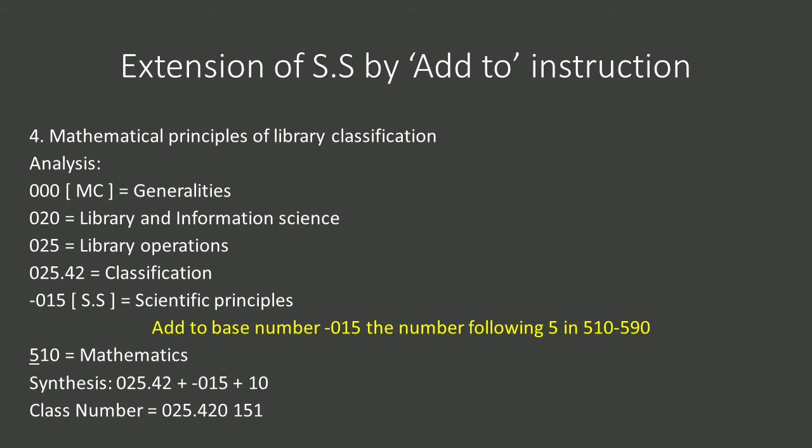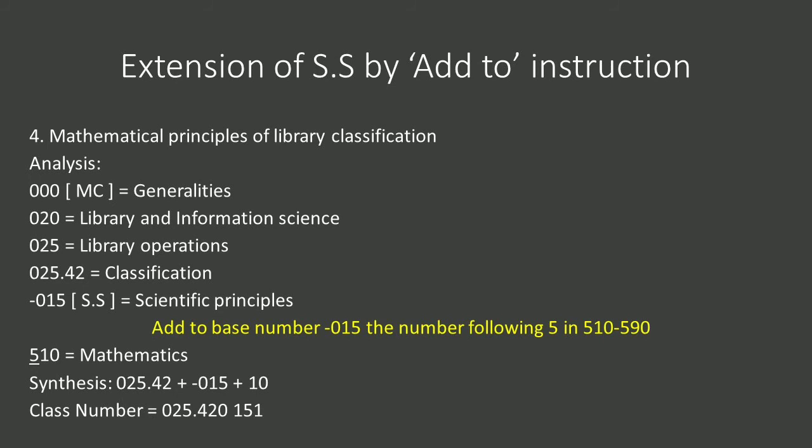In the synthesis there is a 1 0, but I have taken only 1, I have not written 0, because we cannot use 0 when our class number will be more than 3 digits. If our class number is only 300, we can use the 0. After 3 we can use the 0, 300.